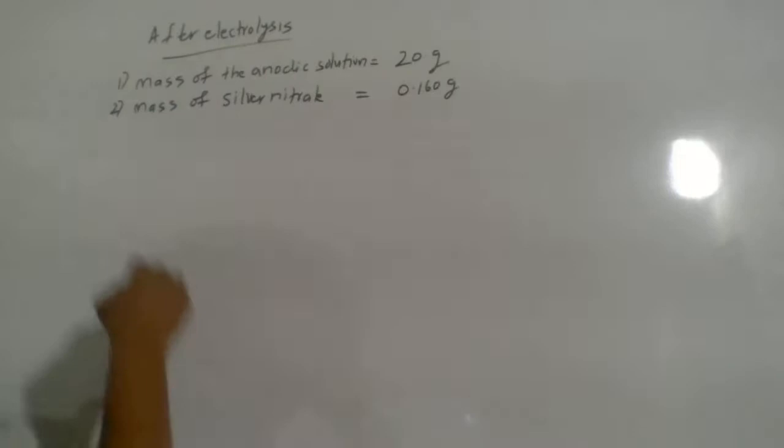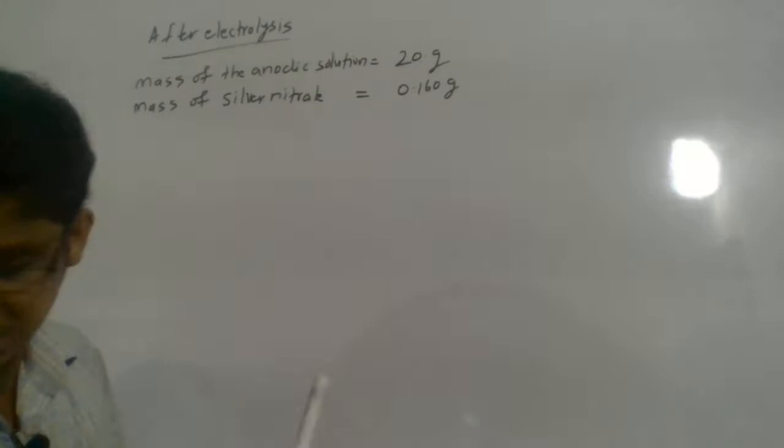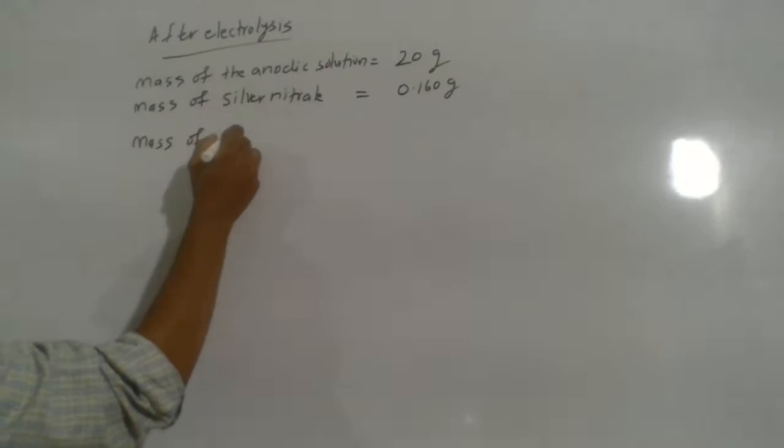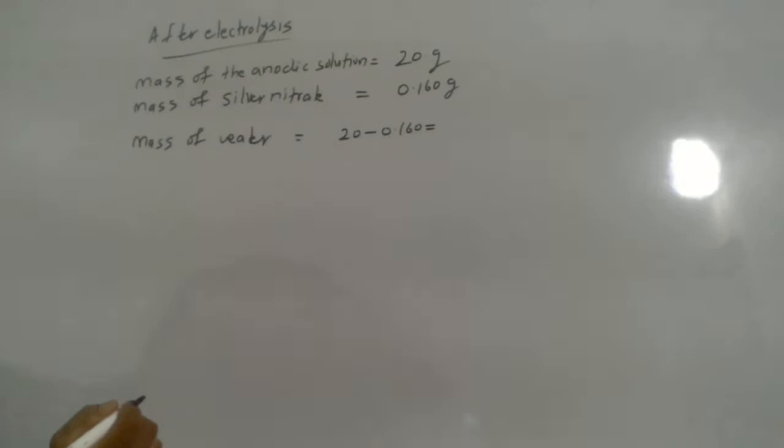Now the whole solution contains 20 gram and silver nitrate is 0.160 gram, so what is the mass of water? Mass of water will be equal to mass of anodic solution minus mass of silver nitrate. 20 minus 0.160, that will give you 19.840 gram is the mass of water.